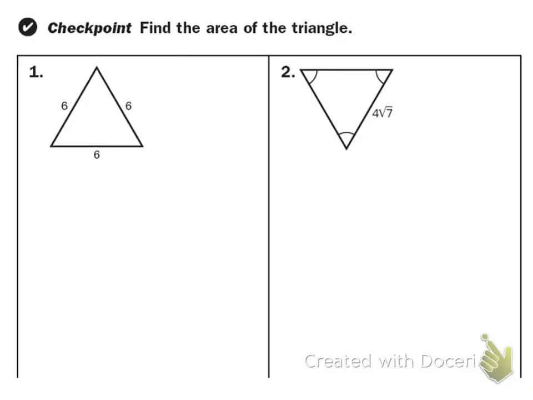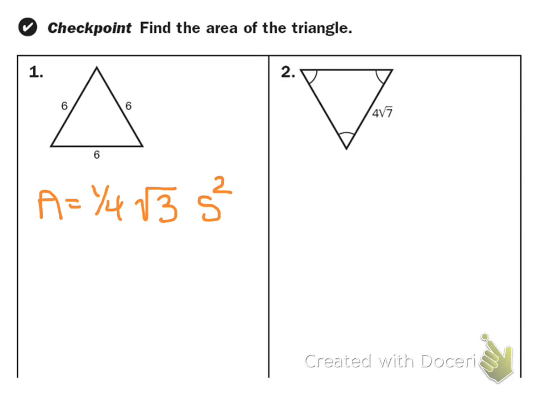Let's start with equilateral triangles. First thing is to remember what the formula is. Remember, for the formula of an equilateral triangle, the area will be equal to 1/4 times the square root of 3 times the side squared.